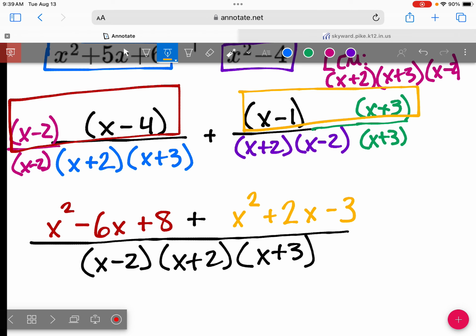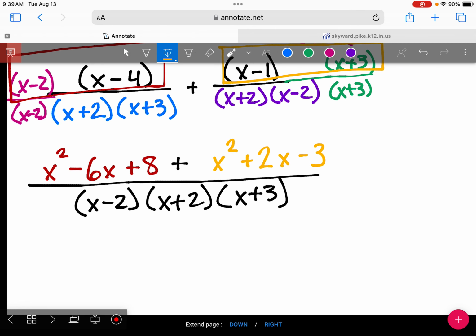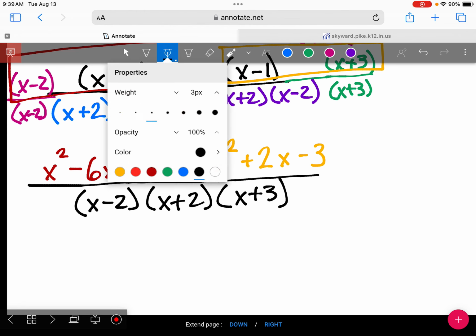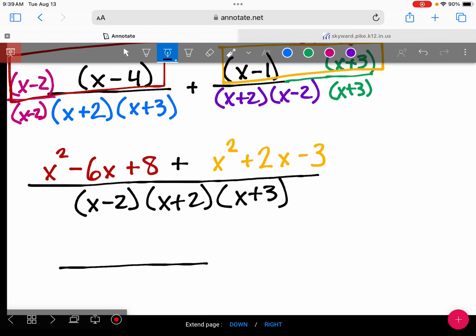If you take a couple of steps to do that where we multiply it out, then combine some like terms, that is absolutely fine, absolutely valid. We take a couple of steps, totally fine. We're just trying to multiply things out. Because now we need to simplify it. We've got this addition going on here. Our denominator is still the same. We've got our x minus 2, x plus 2, x plus 3.